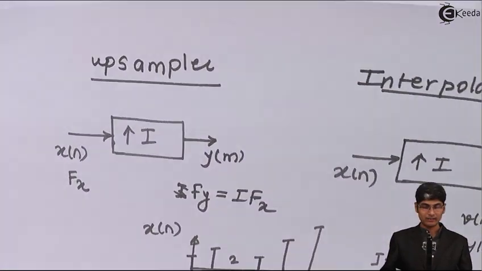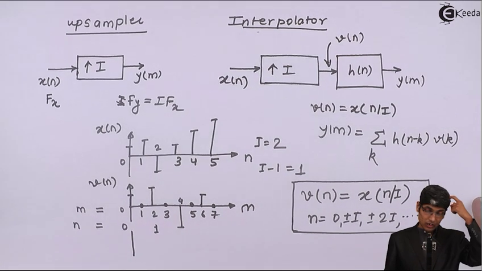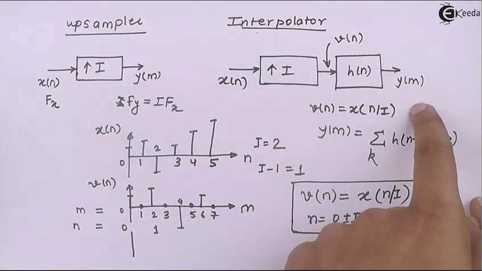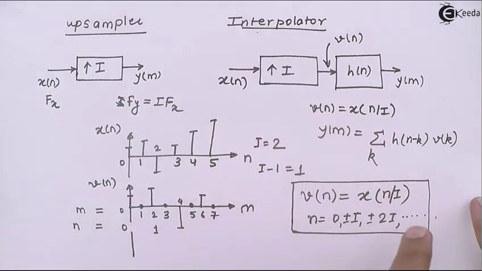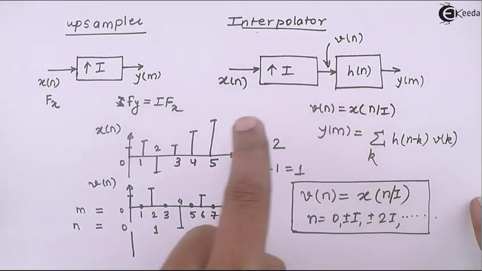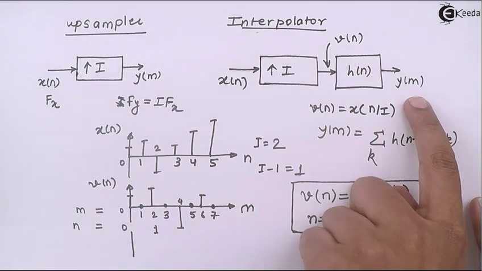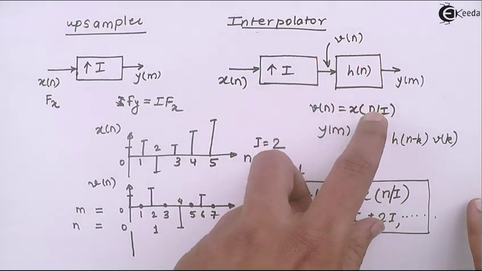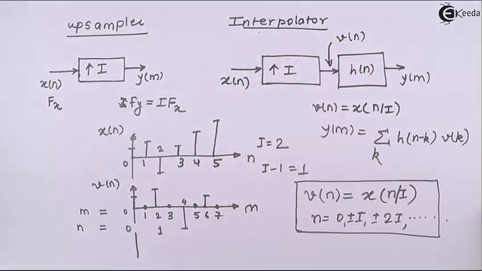Okay, now let us directly start the derivation of interpolation. So in interpolation what we will be deriving is what is going to happen at this point, that is at V of N, and then what is going to happen at Y of M. So I will be first deriving what is going to happen at this point, and then we will be deriving what is going to happen at this point. So we need to actually design this filter also. We need to actually understand what should be the characteristics of this filter also.